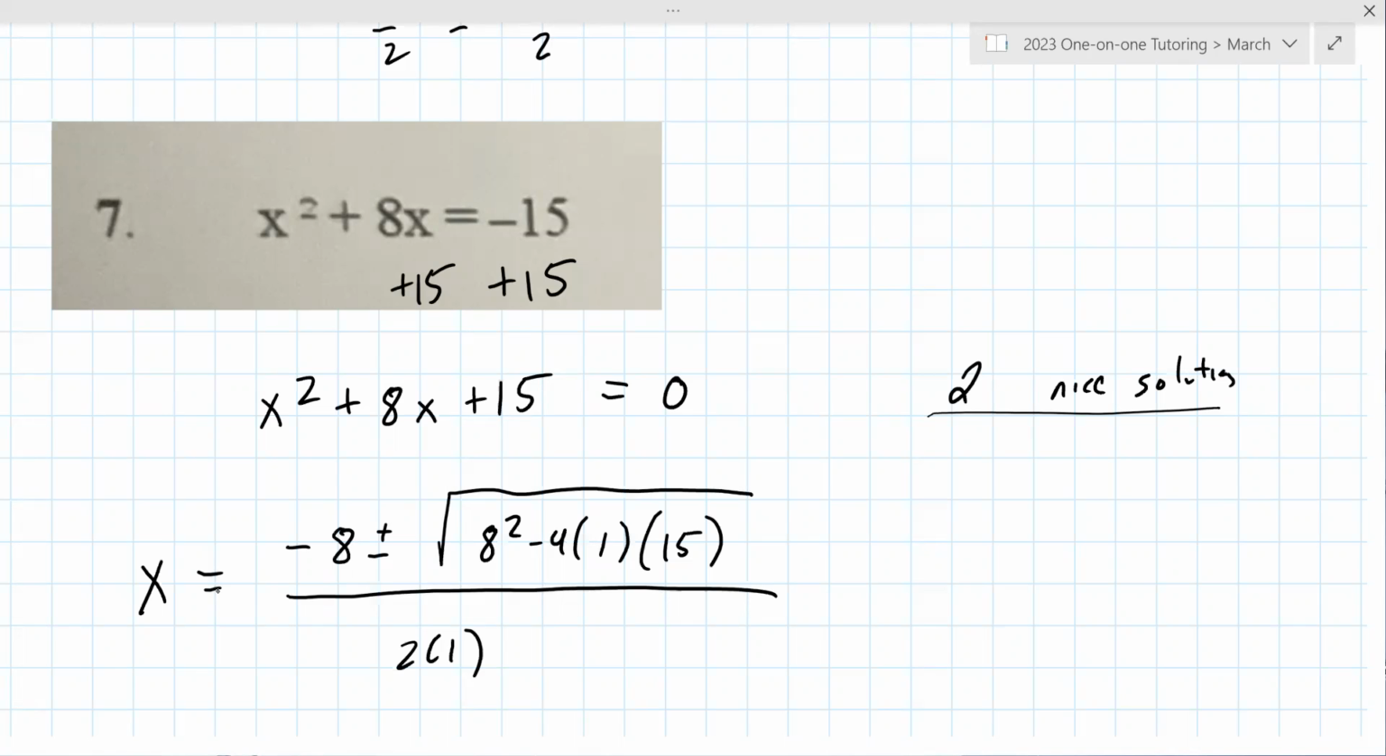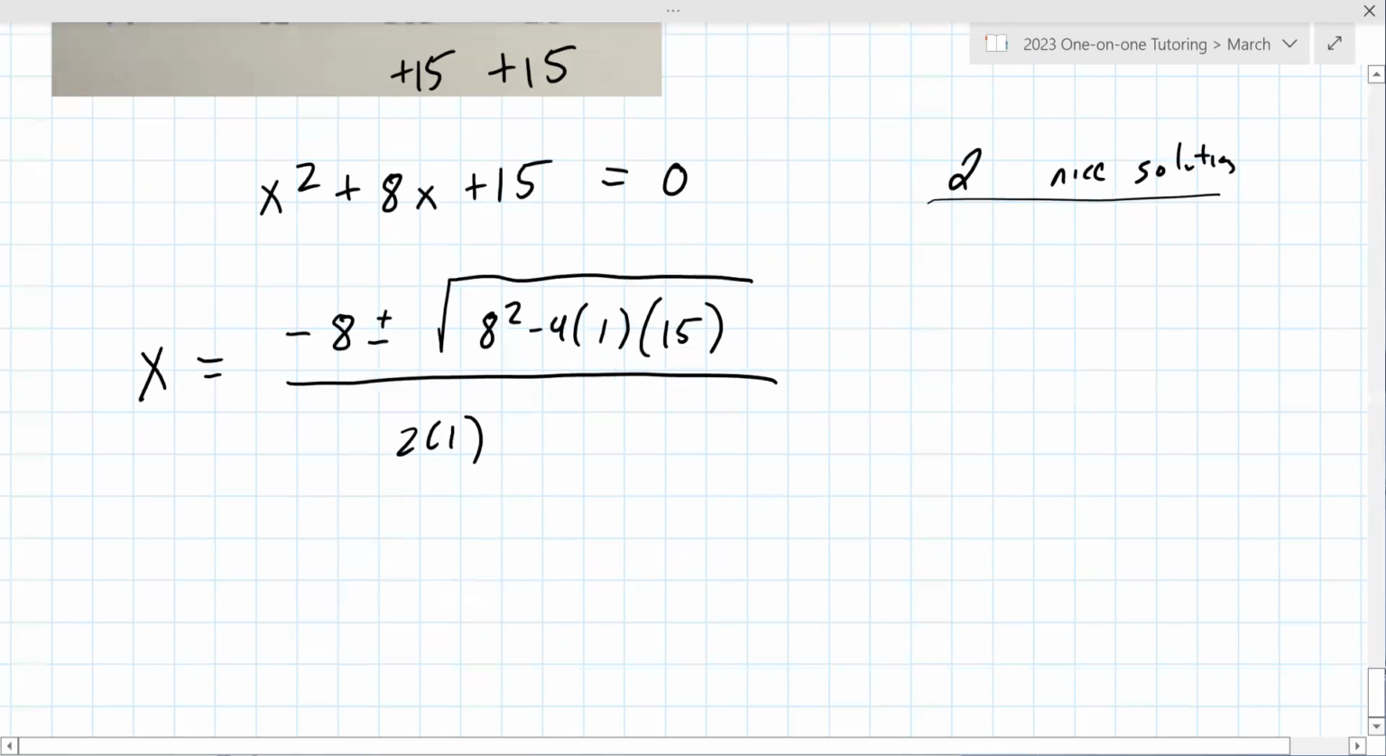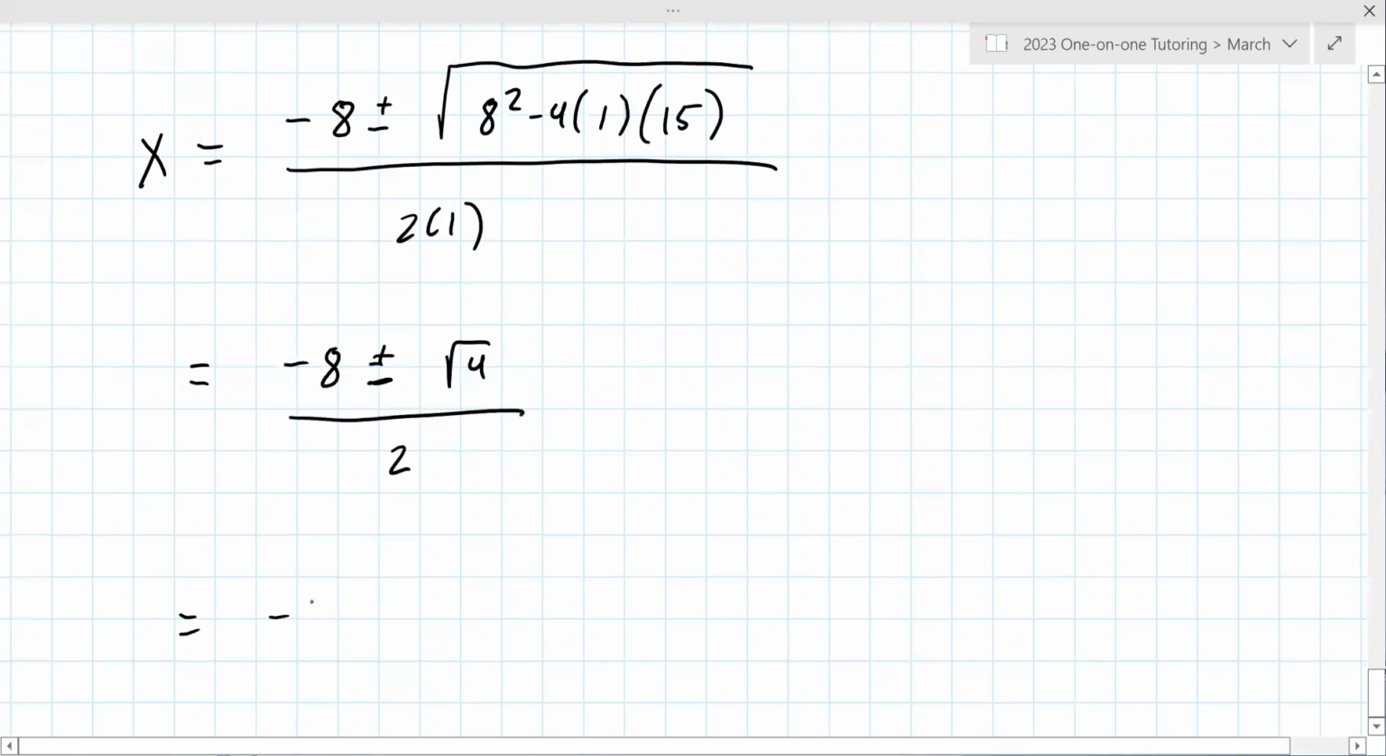I forget, when dividing, does the square root divide like a normal number? What did you get from the square root part? We'll start there before we get into that. I got square root of 4. Okay, and that becomes what? What is the square root of 4? Okay, yeah, it's 2.